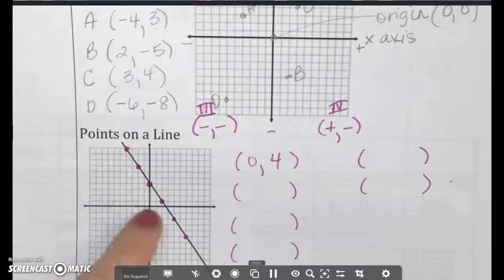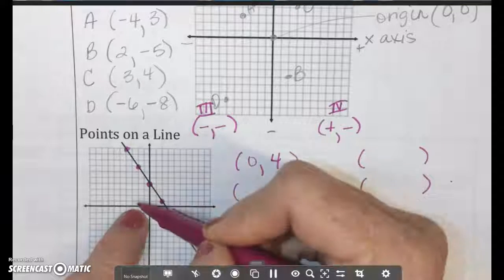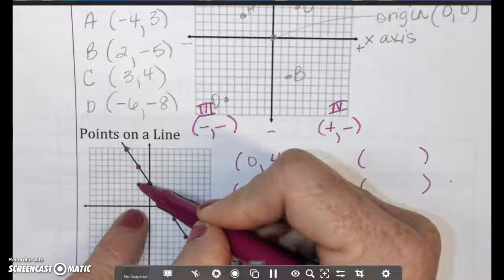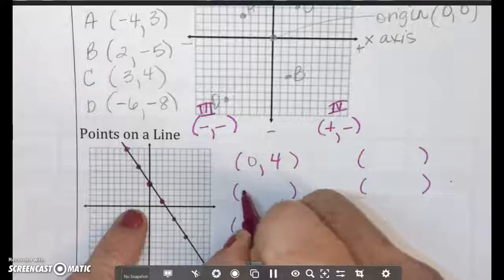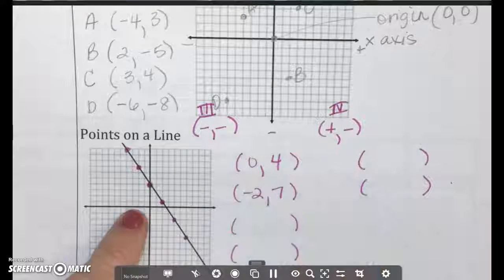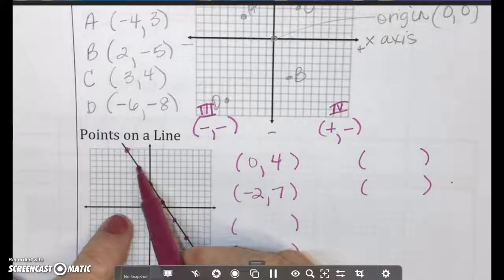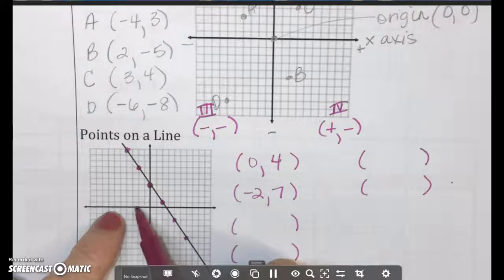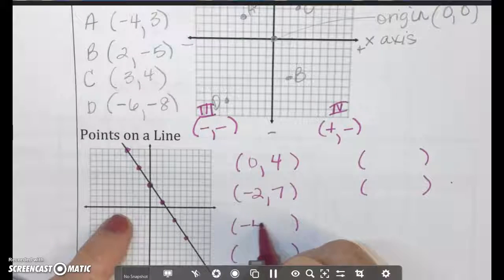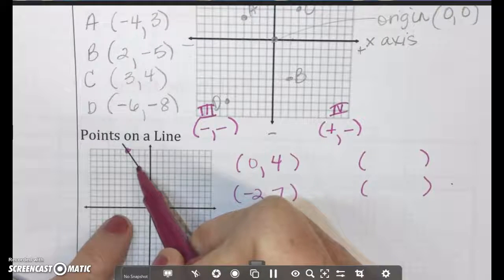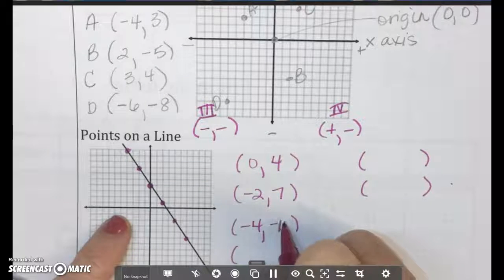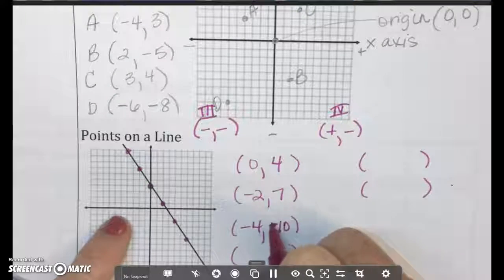Let's go over here to the left. So I go over 1, 2, and I go up 1, 2, 3, 4, 5, 6, 7. So I'm at -2, +7. And if I go over again, now I've gone over 2 more. I was at 2, 3, 4. So at -4. And I was at 7. Now I'm going up to 8, 9, 10. Oh, it should be +10, not negative.